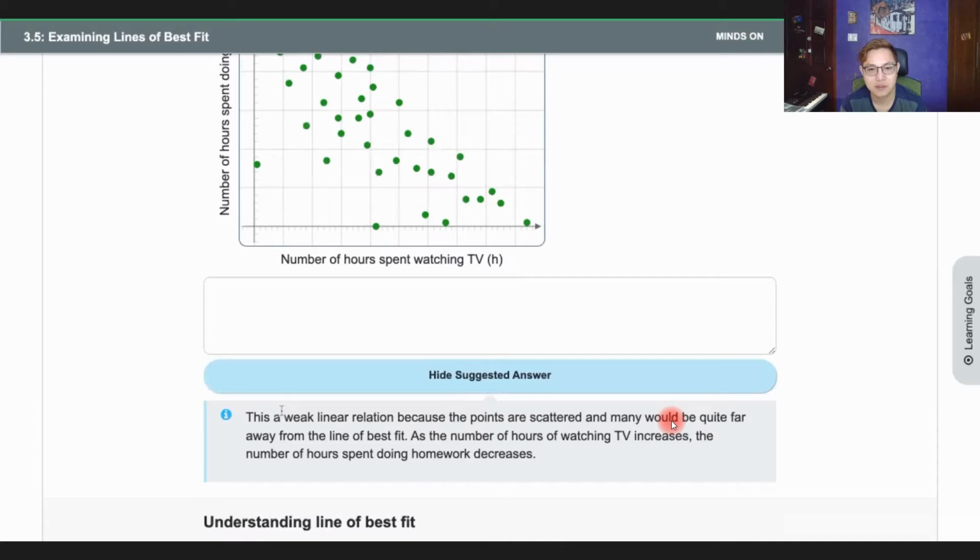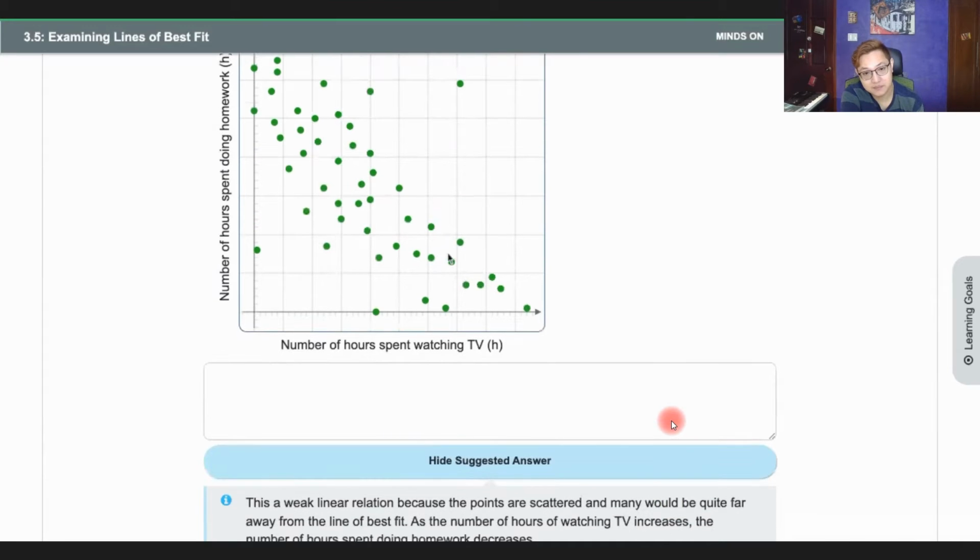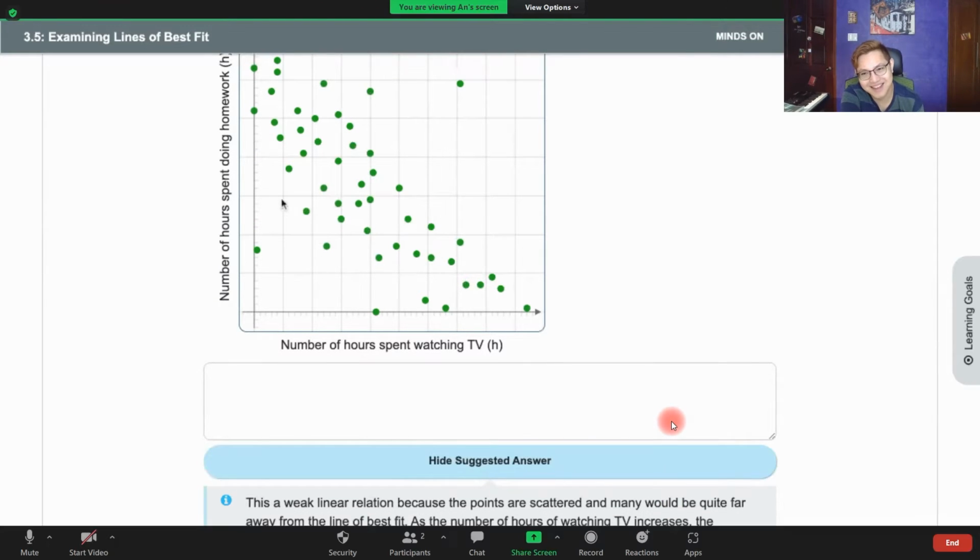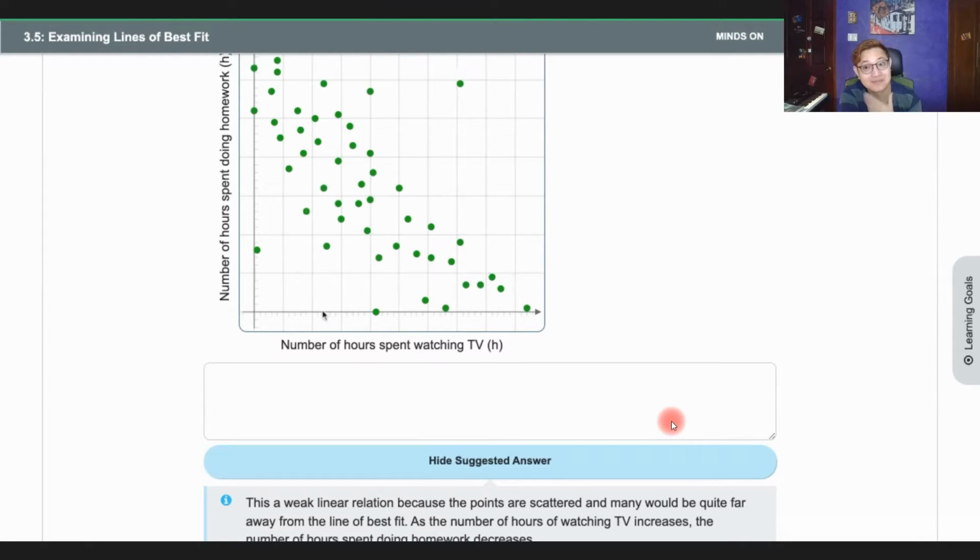This is called a weak linear relation, because the points are scattered and many are quite far away from the line of best fit. As the number of hours watching TV increases, the number of hours spent doing homework decreases. So it's like the person is watching more TV than doing their homework, so the homework starts going down and down.